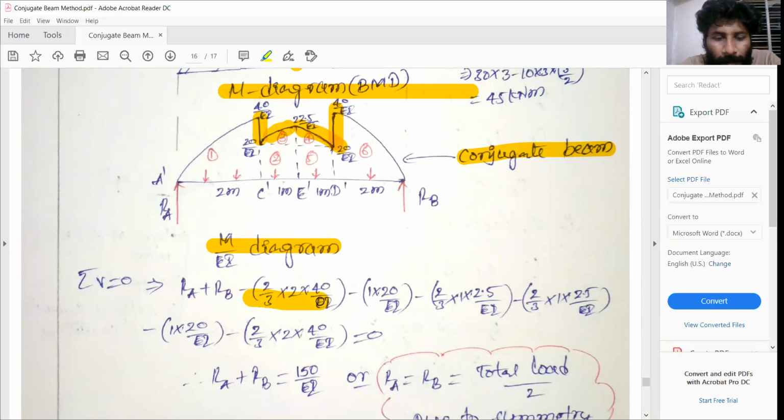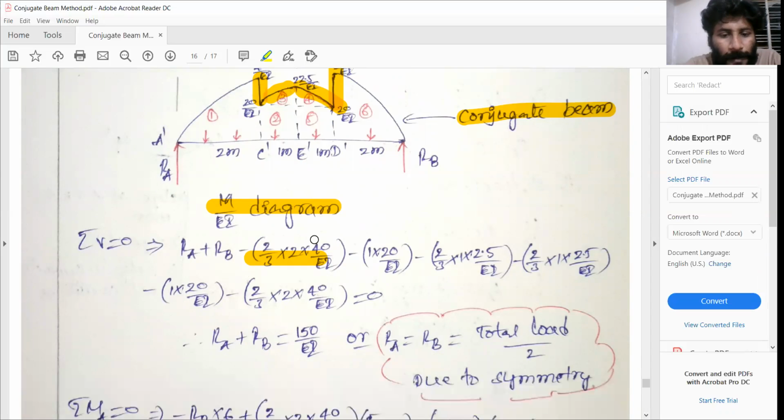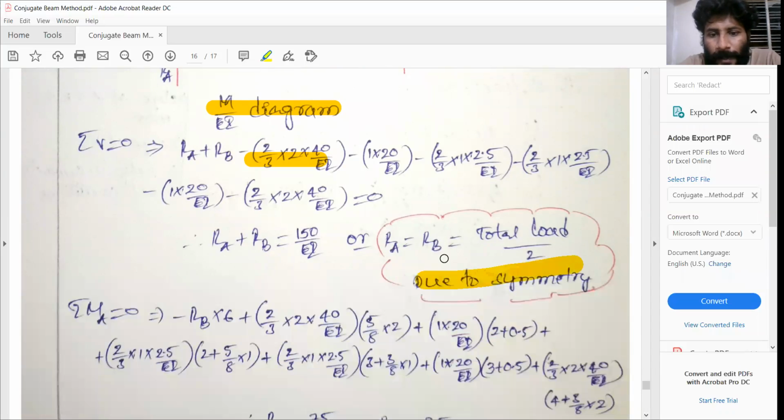I have already given how to take the areas of these parabolas in the moment area method, 2 by 3 into base into ordinate. So like that, again one rectangular here, one more parabola here, one more rectangular here, and one more parabola here. After doing this, because of symmetry, we can directly say that RA is equal to RB is equal to total load divided by 2. We can say this due to symmetry.